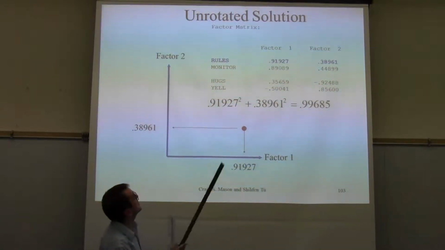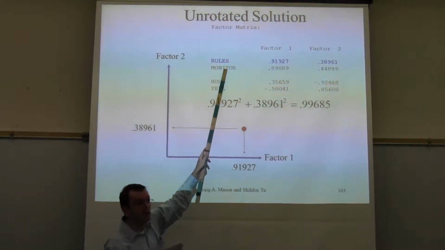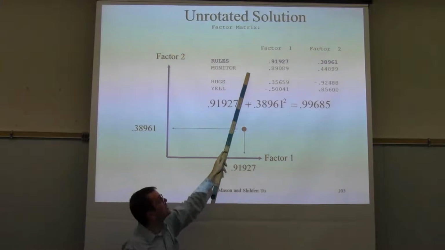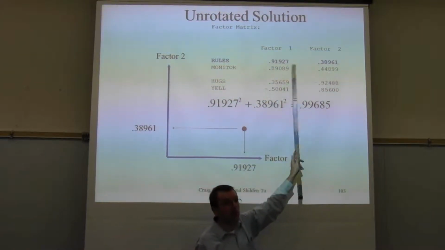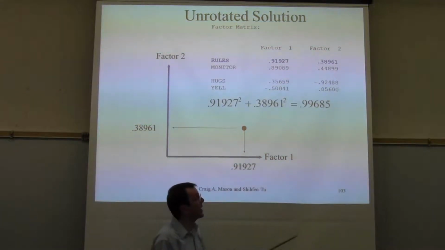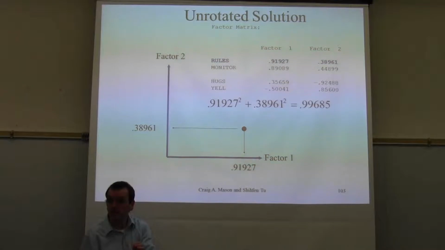Actually, I kind of jumped. I got ahead of myself there. Let's look at rules. Let's look at the first variable. Rules has a correlation. Its factor loading is 0.91 and 0.389: 0.91 on factor 1, 0.389 on factor 2. That's just the correlation between them.